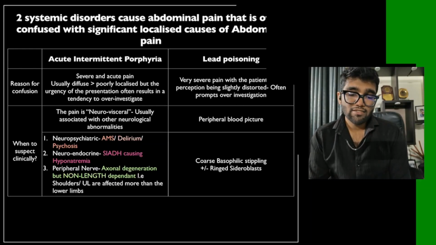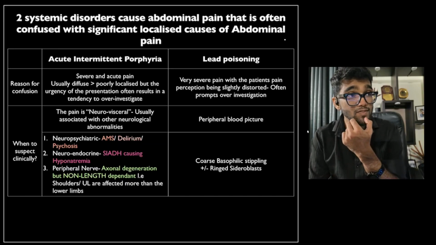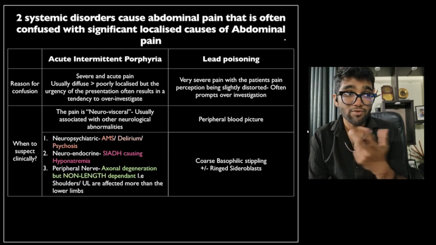Okay. In case of lead poisoning, the peripheral blood picture shows characteristic coarse basophilic stippling, and that is what we see. So there is characteristic coarse basophilic stippling of RBCs, and there may be ring sideroblasts if present. On routine peripheral smear examination only, the hematopathologist might themselves suggest to you that it might be lead poisoning.